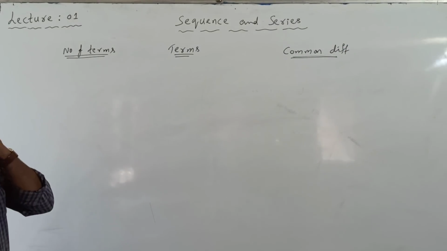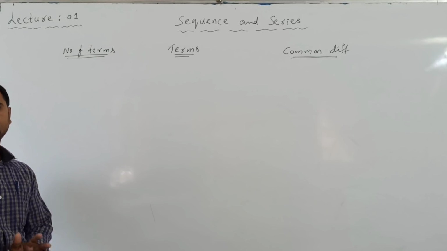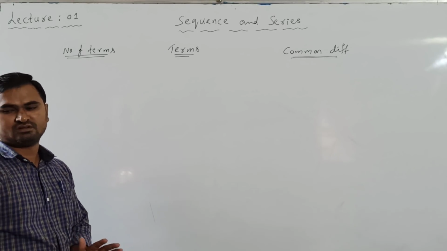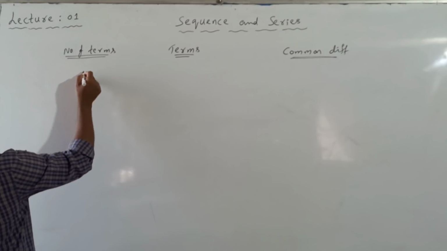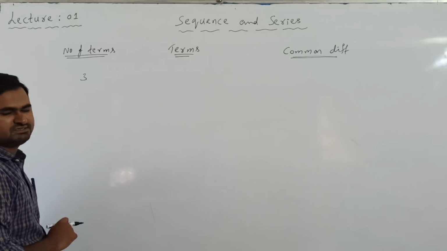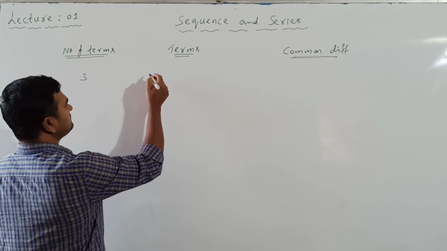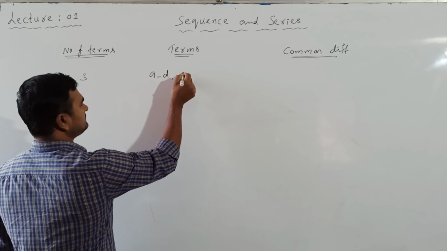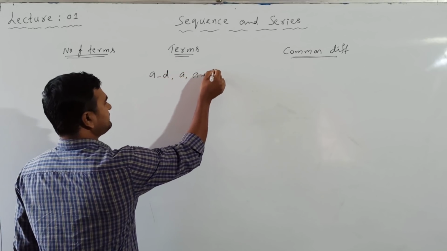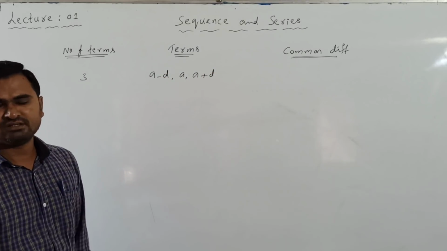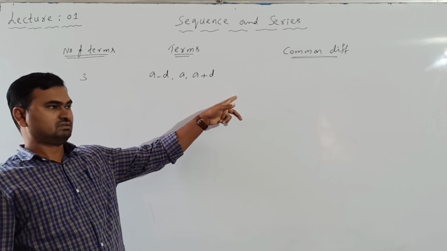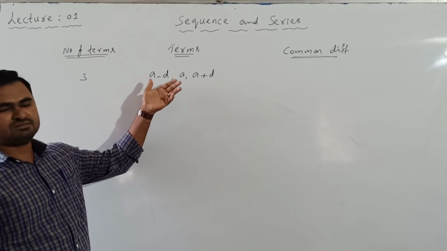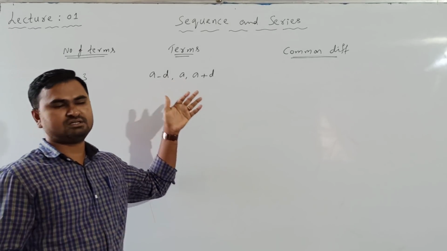Now suppose it is given that three terms are in arithmetic progression. Usually we take the terms as a minus d, a, and a plus d. So why do we take the terms like this only? Why not other three terms?